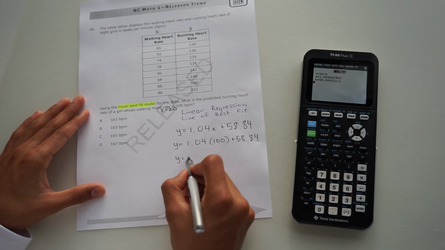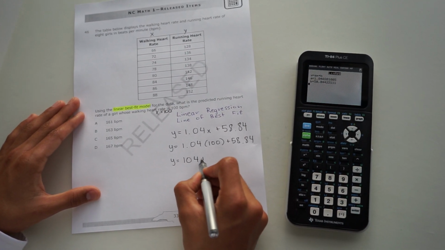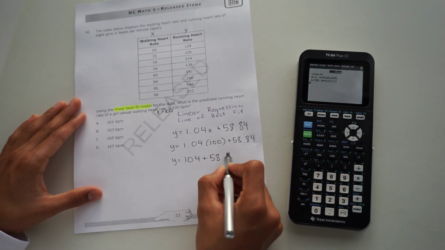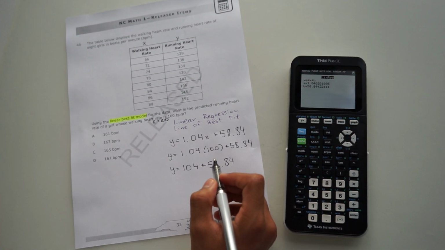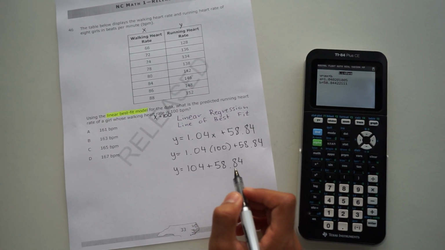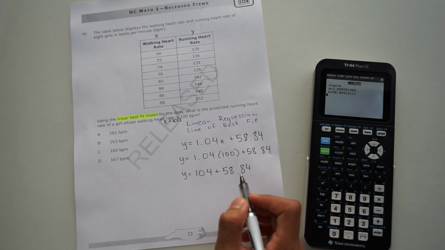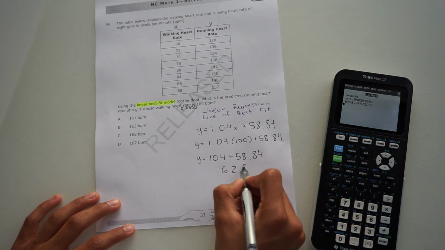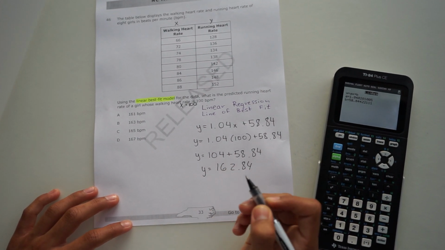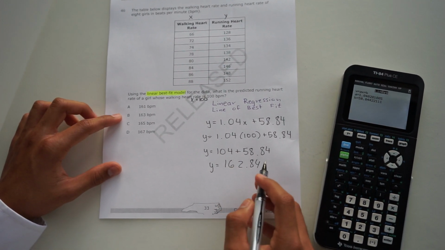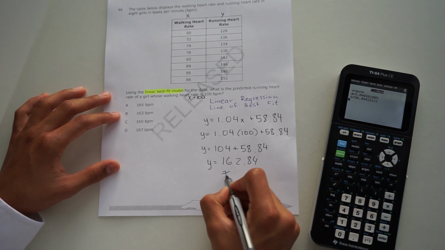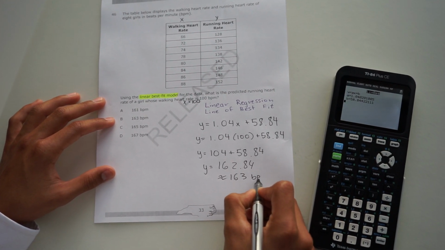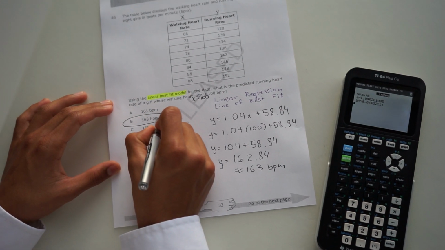1.04 times 100 is 104. 104 plus 58.84 is 162.84. The closest answer choice to this would be B, 163 beats per minute. So B is the correct answer.